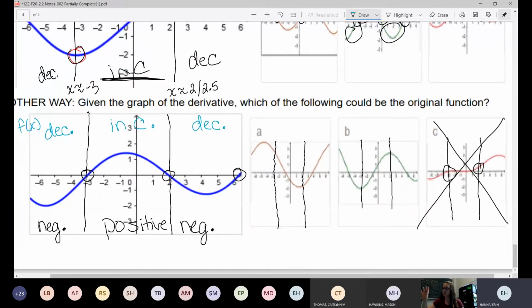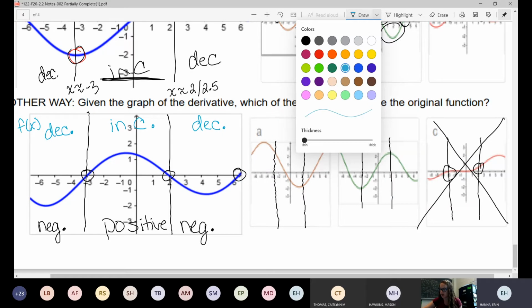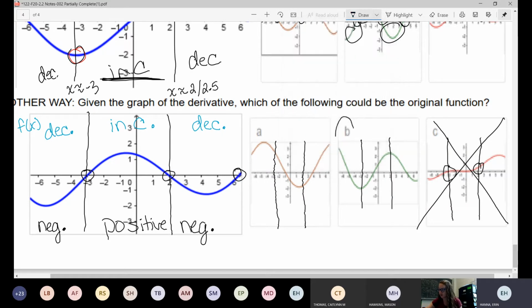So essentially, out of these two choices that I kind of have left, which one of them is decreasing and then increasing and then decreasing? Well, the only option that does that is B. And again, we kind of already figured that out from just the first thing. But exactly, Kayla.